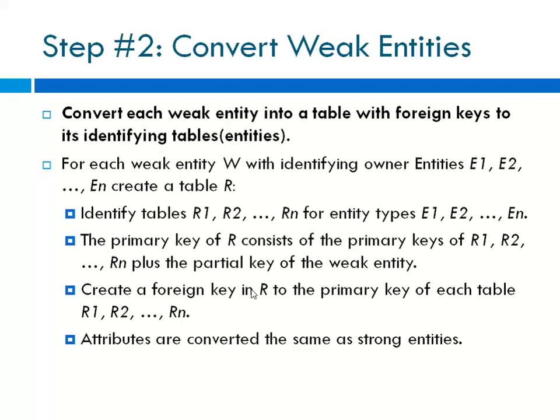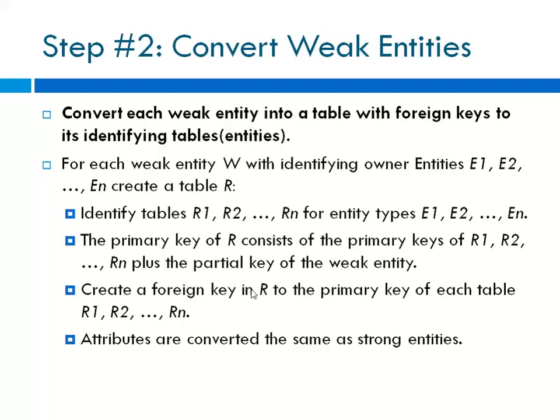The primary key of R consists of the primary keys of R1, R2 and Rn plus the partial key of the weak entity. So the weak entity will be having a partial key. That partial key is combined with the primary keys of all those tables on which this weak entity depends. So the combination will be the primary keys of those identifying tables plus the partial key of the weak entity. Create a foreign key in R to the primary key of each table R1, R2 up to Rn.